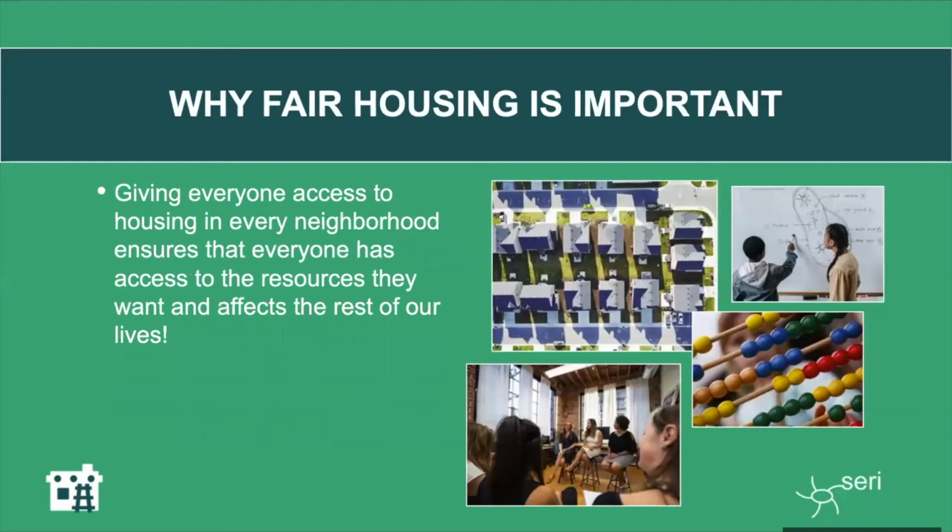So why is fair housing important? It ensures everyone gets access to resources they want, and it affects the rest of our lives. Housing discrimination affects where someone lives, where someone receives education, where someone is employed, access to goods and services, for example, food, healthcare, insurance rates, access to safety, wealth for home equity, access to social and professional mobility.